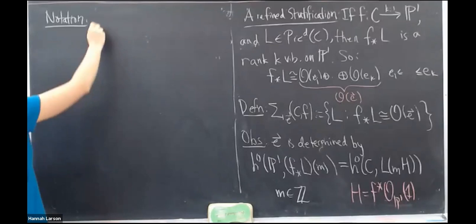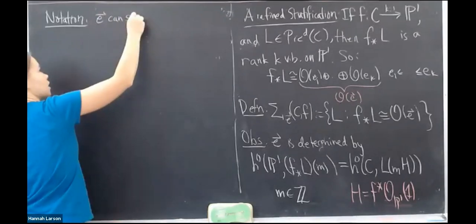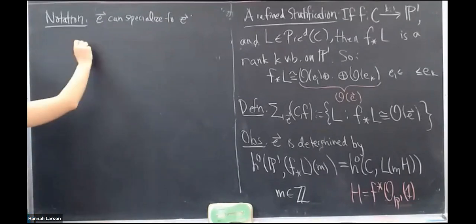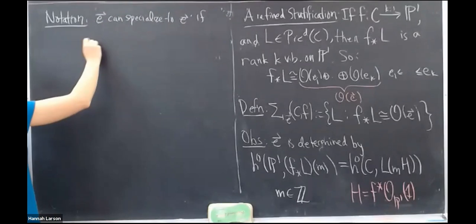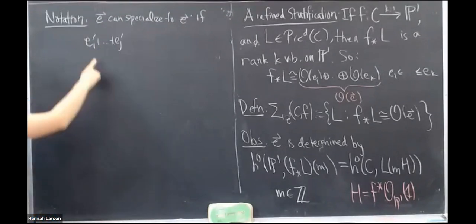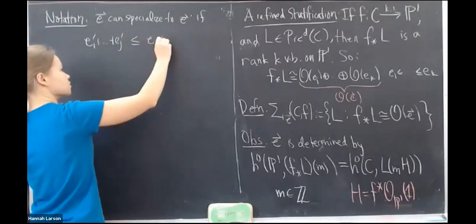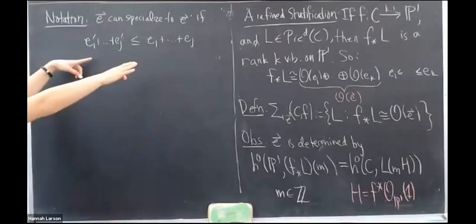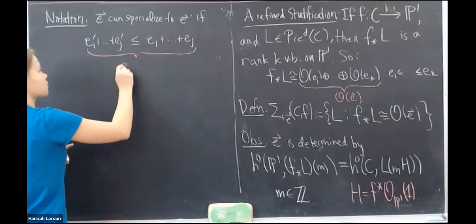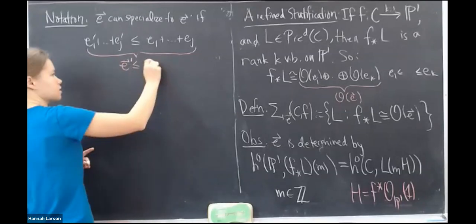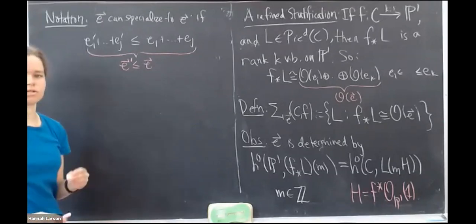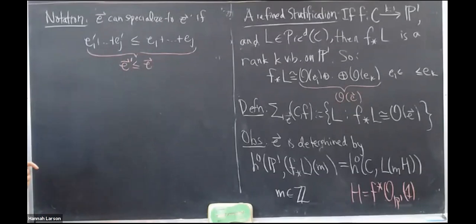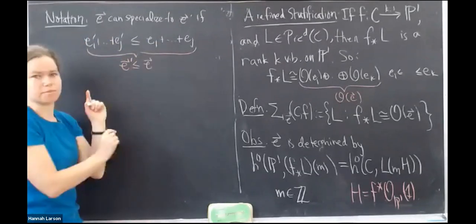So it turns out that splitting type E can specialize to splitting type E prime exactly when the partial sums of the E prime are less than or equal to the partial sums of E. And when that's true, I'm going to write that vector E prime is less than or equal to vector E. So this defines some partial ordering on our set of splitting types. And these should be, of course, the same rank and degree for me to compare them.